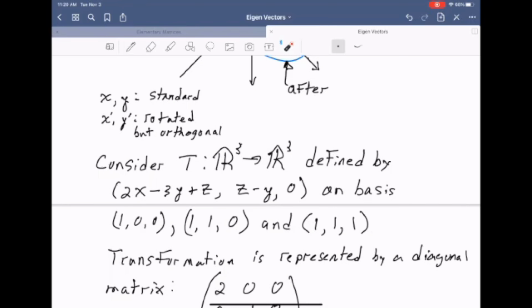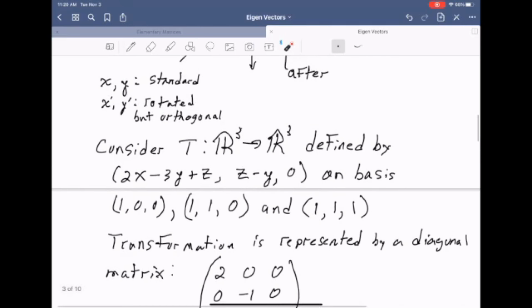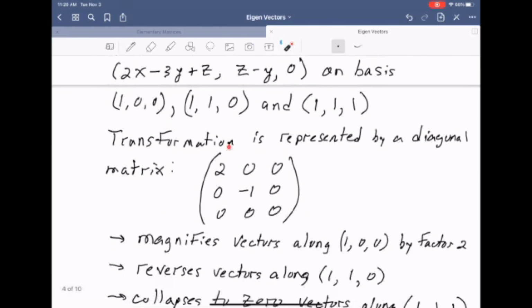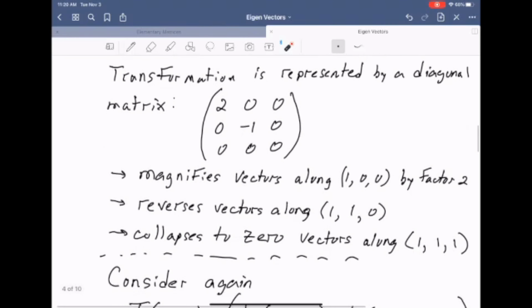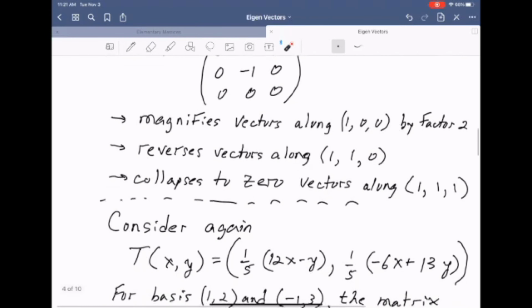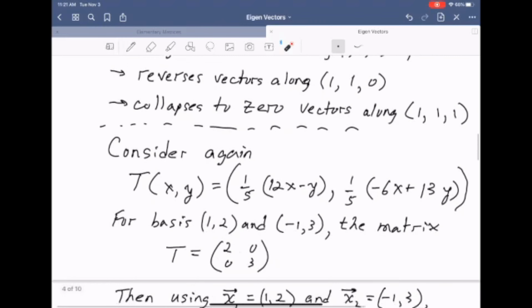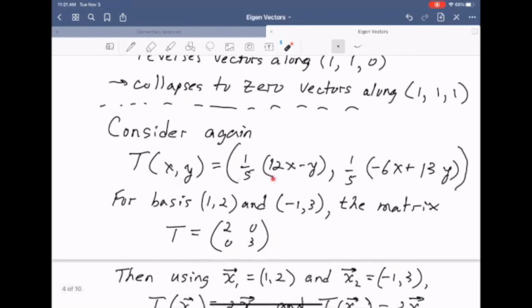We can represent the original transformation by a diagonal matrix, given by this diagonal matrix. What that does is it magnifies the vectors along E1, it reverses vectors along (1, 1, 0), and it collapses to 0 vectors along (1, 1, 1). All right, so let's return to this transformation again, which we have here and which we had above.